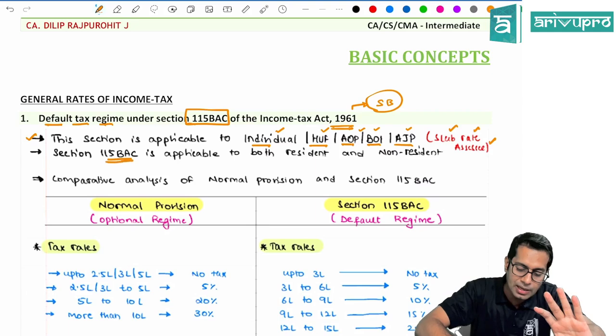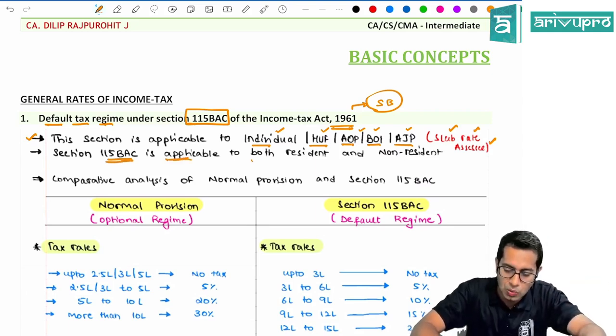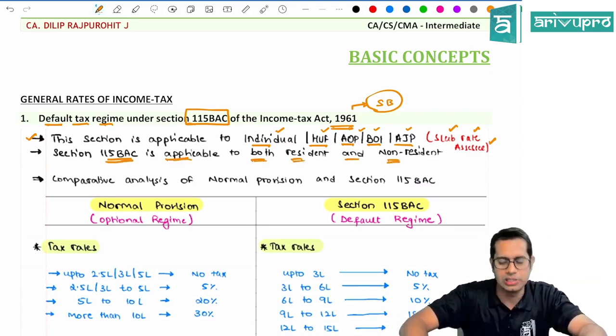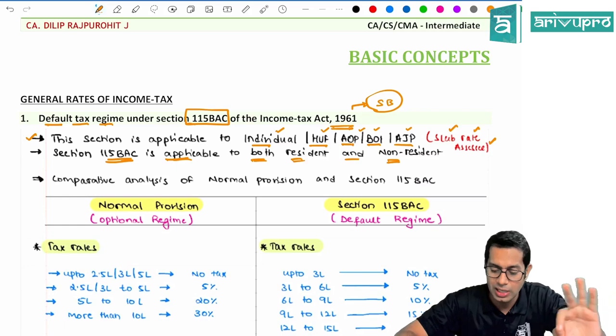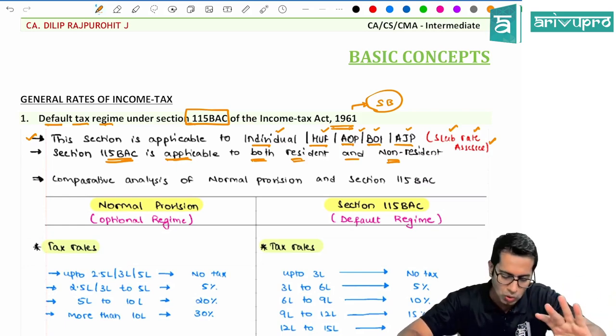Now it does not matter. This section 115BAC is applicable to both resident and non-resident. It does not matter whether you are a resident or non-resident. It is applicable to both of you.